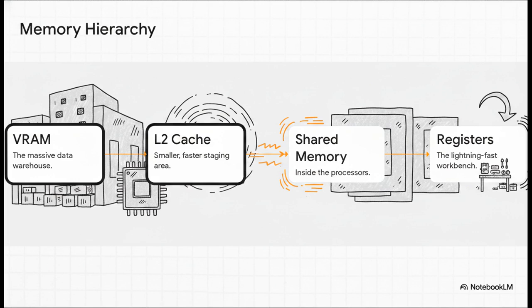As we move closer to the actual processing cores, we hit the L2 cache. This is a smaller, way faster staging area, sitting at about 96 megabytes on the 5090. Then, we step down into the L1 cache and shared memory, right inside the processors themselves. And finally, we reach the registers. Think of registers like a workbench sitting right in front of a worker. It's incredibly small, but accessing it is absolutely instantaneous. So to hit peak performance, the GPU is constantly trying to move data out of that slow warehouse up to the lightning-fast workbench and reuse it as much as possible before sending it back.